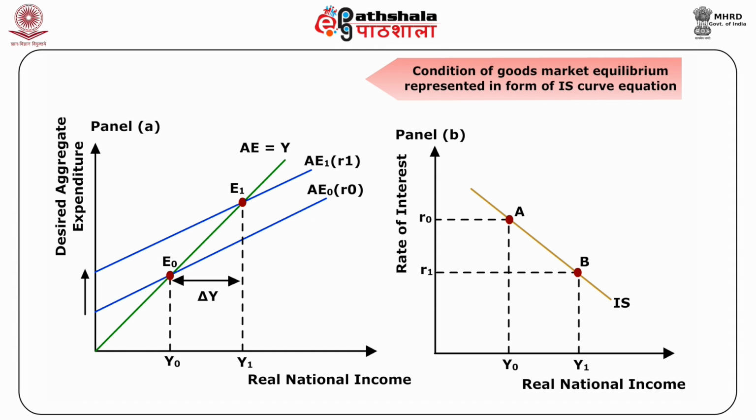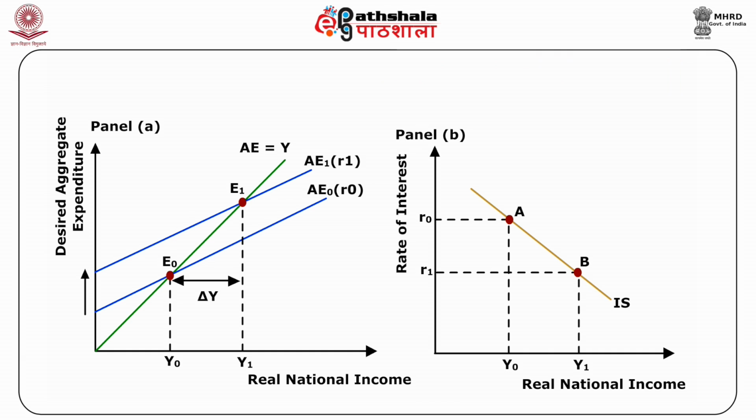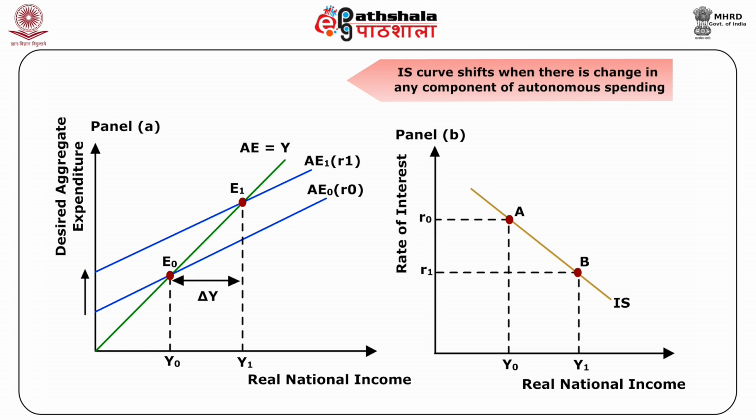This condition of goods market equilibrium can also be represented in the form of IS curve equation. Y is equal to (A bar minus bI) upon 1 minus b into 1 minus t, or Y is equal to alpha G into (A bar minus bI), where alpha G is equal to 1 upon 1 minus b into 1 minus t. The IS curve shifts when there is a change in any component of autonomous spending.